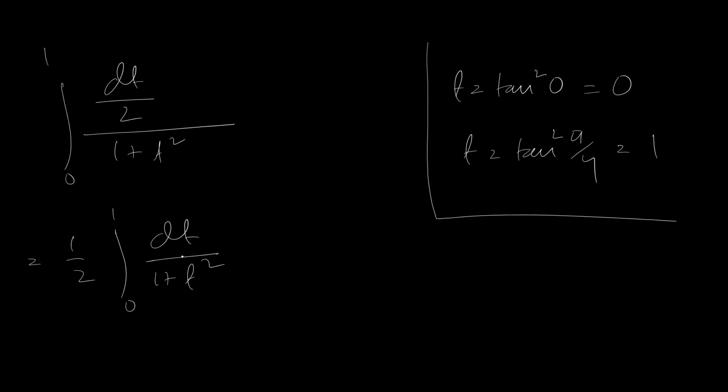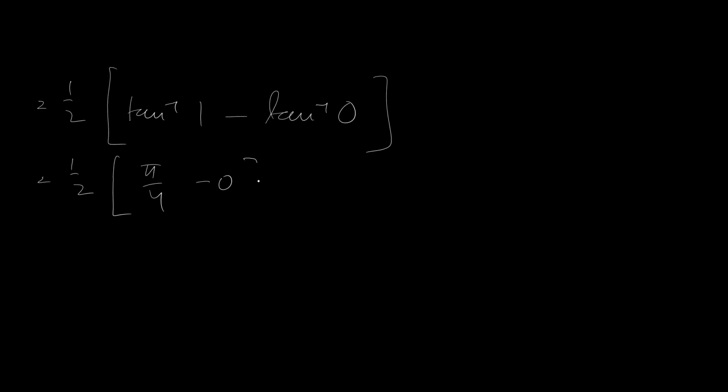Now this is the formula: the integral of dt by 1 plus t square. This will be 1 by 2 into tan inverse t, with the limit 0 to 1. So this is ultimately equal to 1 by 2 times tan inverse 1 minus tan inverse 0. Tan inverse 1 minus tan inverse 0, that is 1 by 2, this will be pi by 4 minus 0. So this will be 1 by 2 into pi by 4, which is pi by 8. So this is the answer.